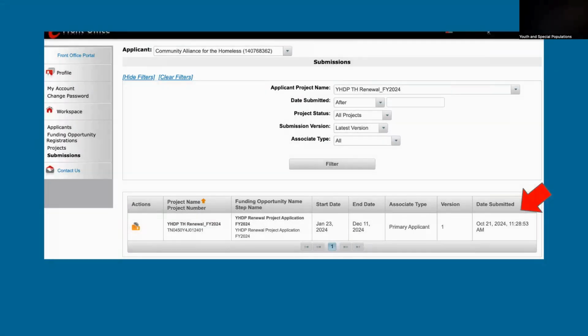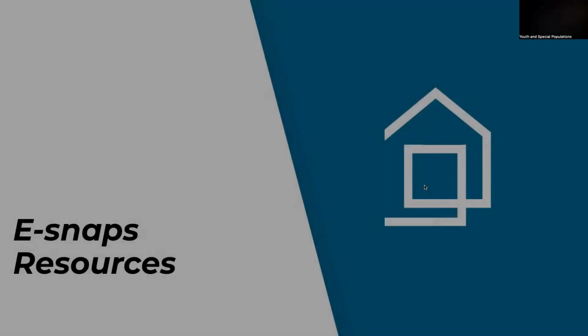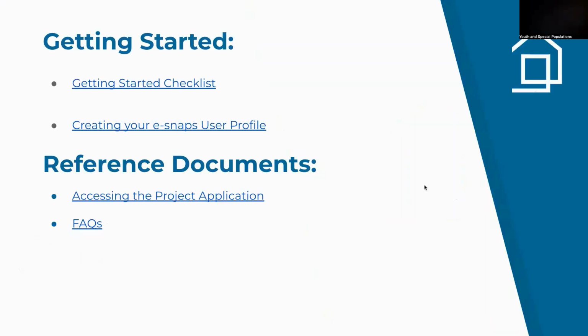All right. That's a brief overview on how to access the application, update your applicant profile, register for the funding opportunity, name your project and set it up, and then open it and submit it. Here are some resources on getting started and some frequently asked questions. This presentation will also be posted on the website with the slides on CAFTH.org. So feel free to go there and all of these will be clickable links for you in the PDF version of the slides.